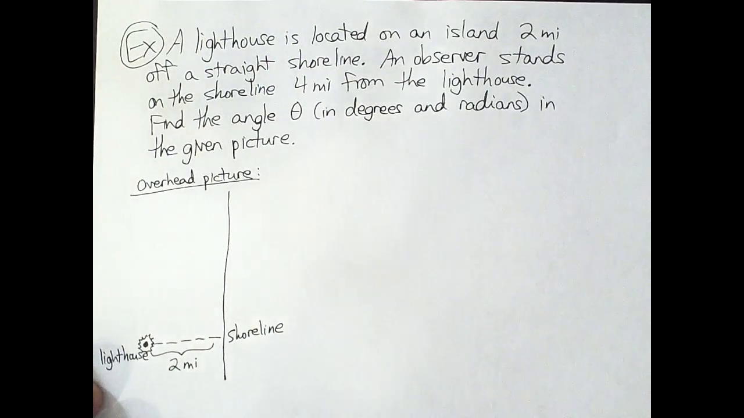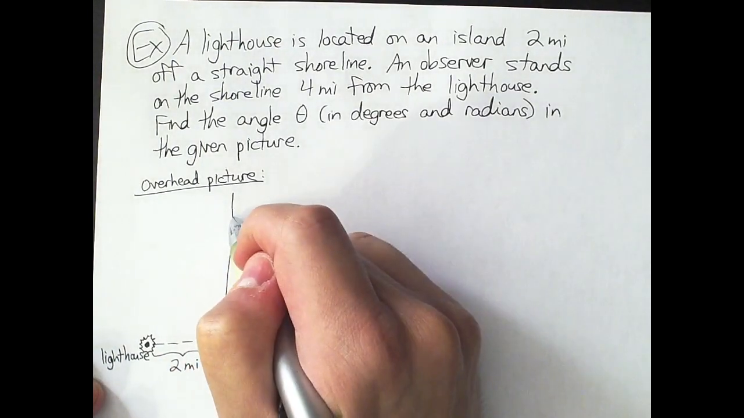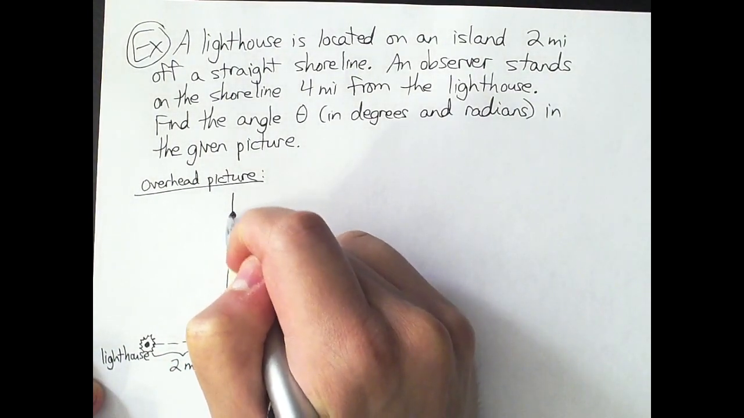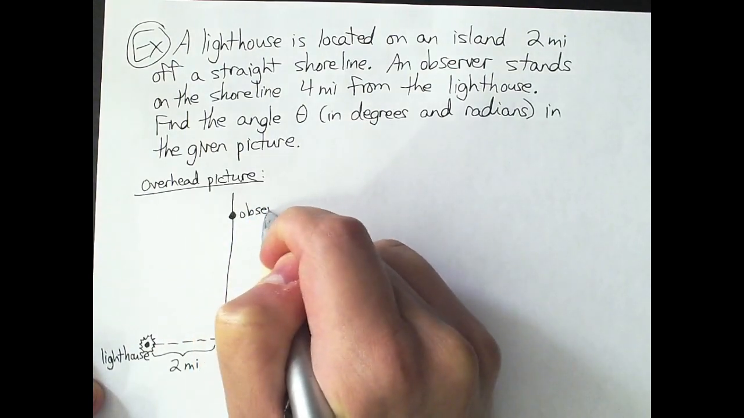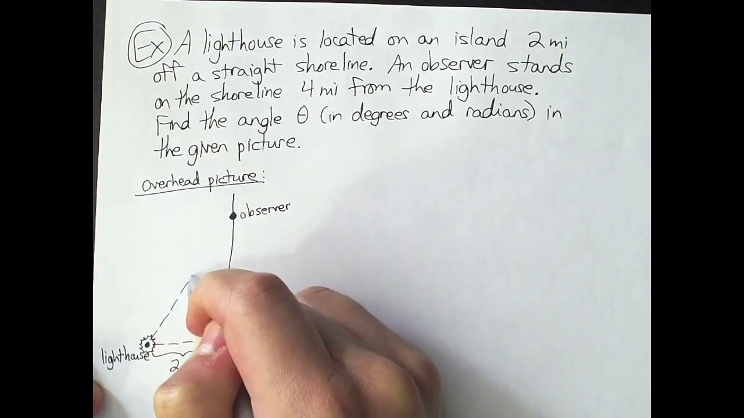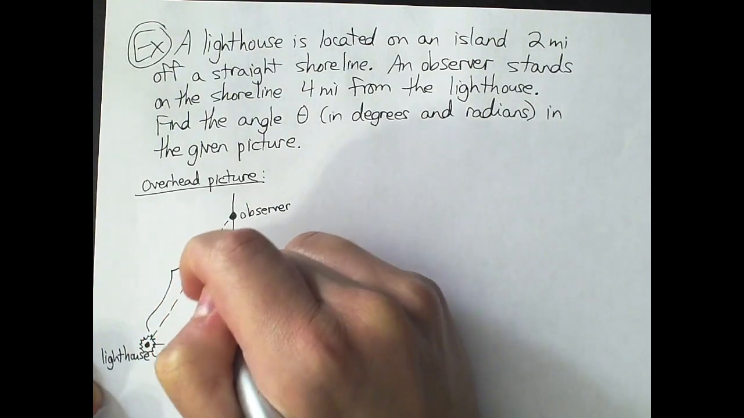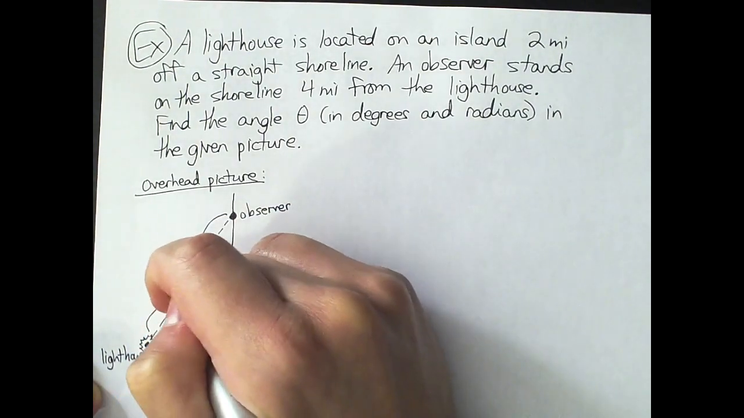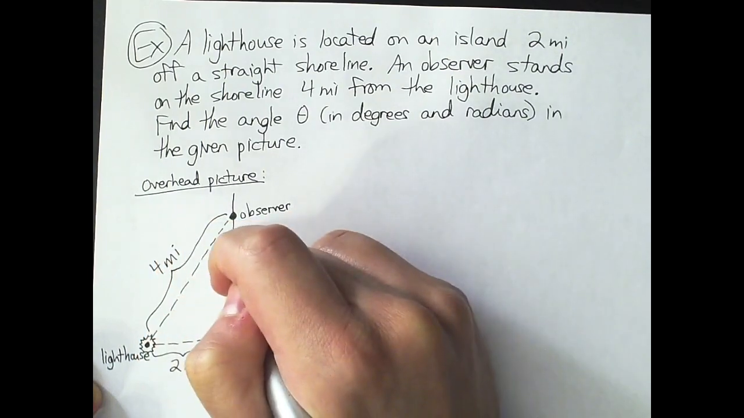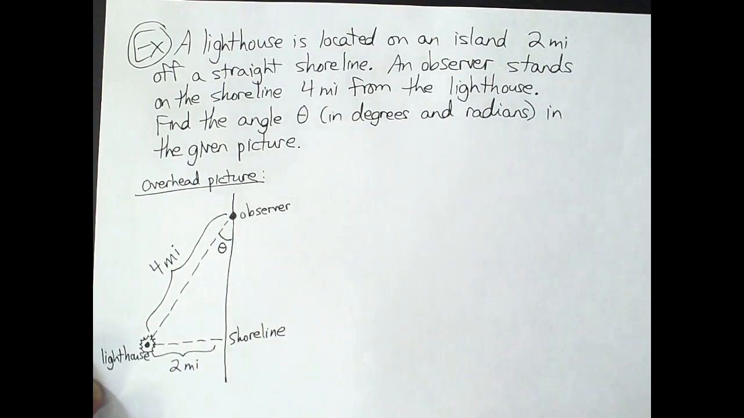We know that there is an observer on the shoreline 4 miles from the lighthouse. So that's why I left lots of room up here. Somewhere up here is an observer. And the distance from them to the lighthouse is given as 4 miles. And this angle is going to be labeled theta because the problem said there was going to be an angle theta.